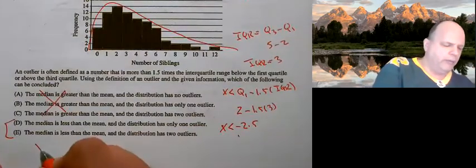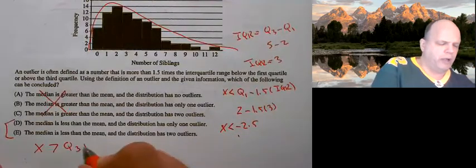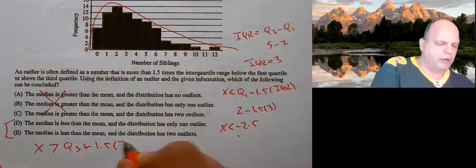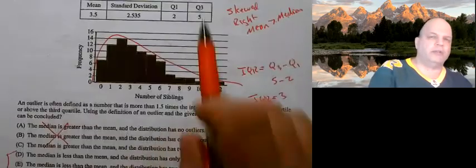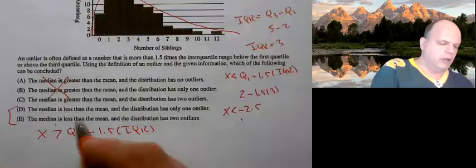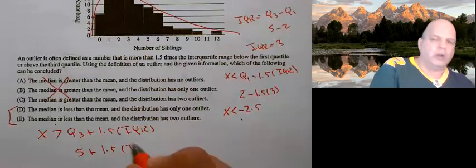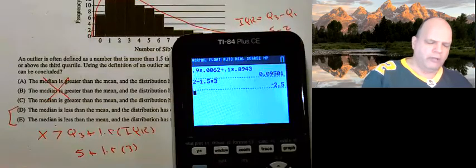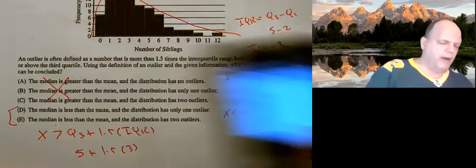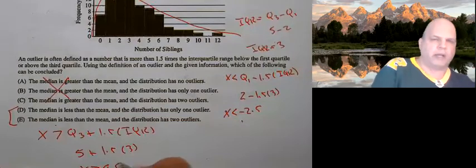On the upper side, our outlier is X is greater than Q3 plus 1.5 IQR. Well, Q3, they tell us, is 5. So 5 plus 1.5 times, we already calculated an IQR of 3. So 5 plus 1.5 times 3 is 9.5. So X has got to be greater than 9.5.